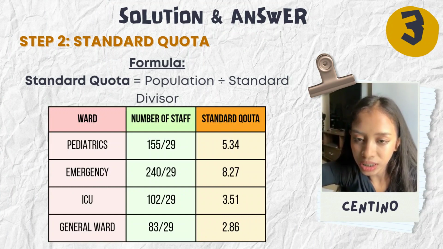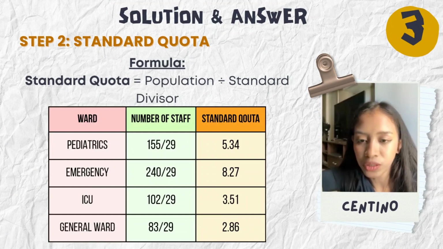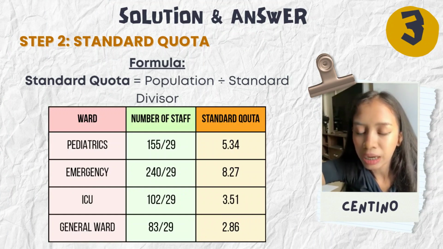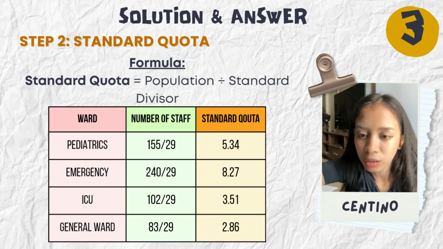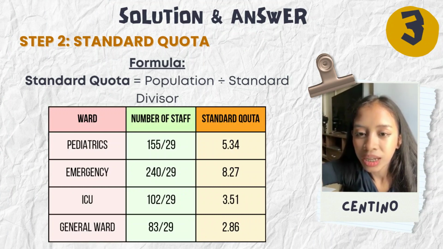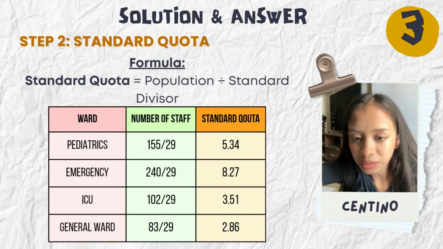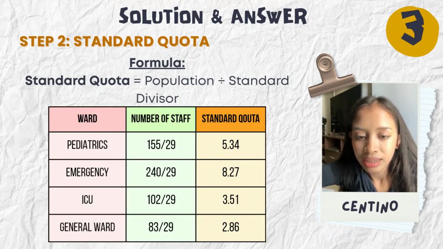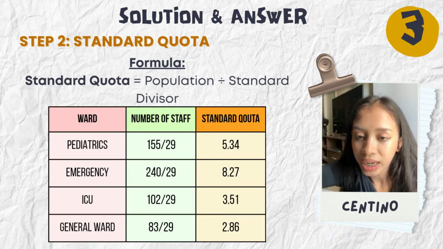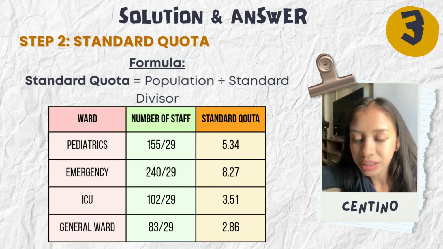For the emergency, the number of staff is 240 divided by 29, and we get 8.27 standard quota. For the ICU, the number of staff is 102 divided by 29, and we get 3.51. And lastly, the general ward. The number of staff is 83 divided by 29, and we get a standard quota of 2.86.